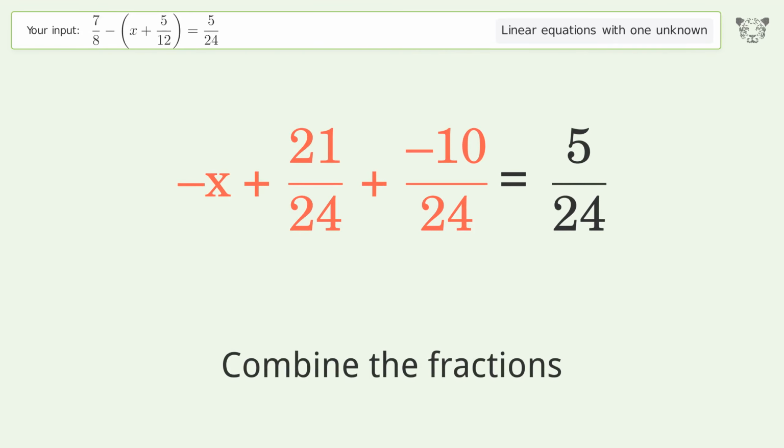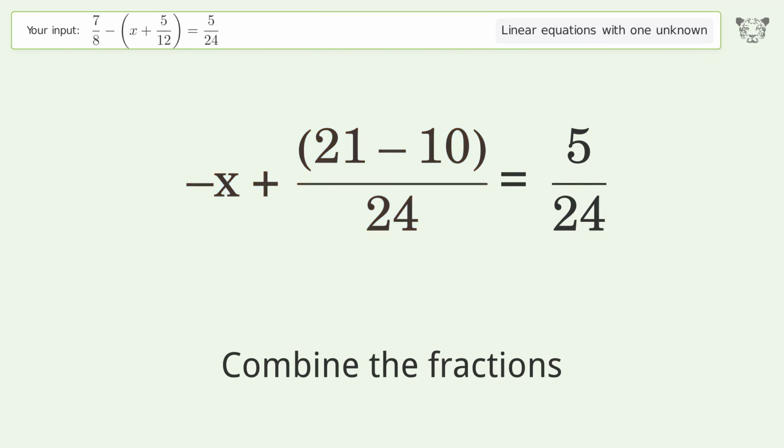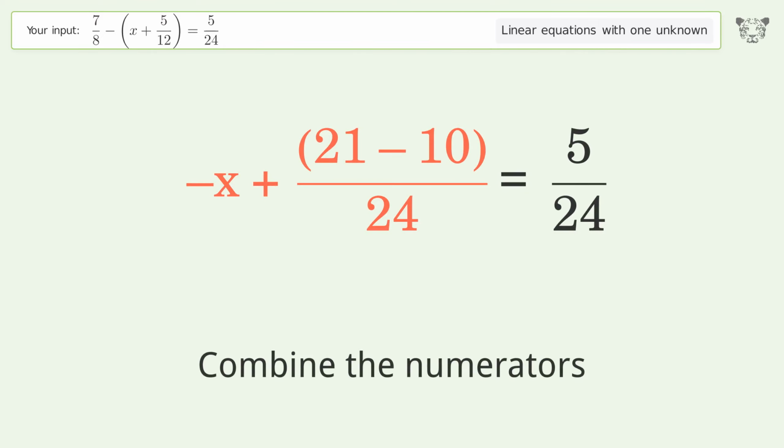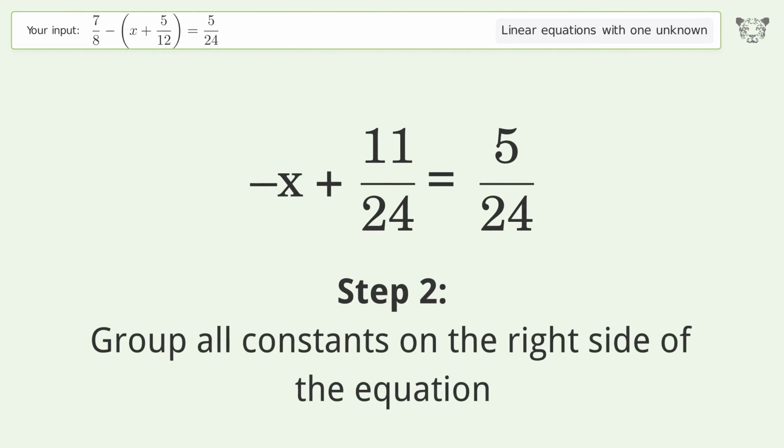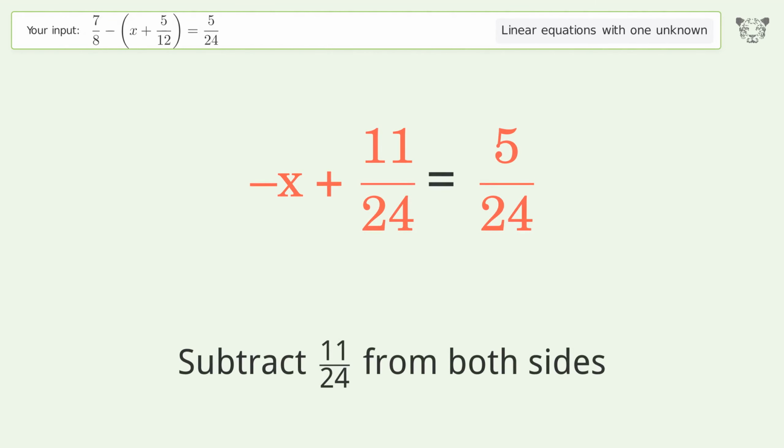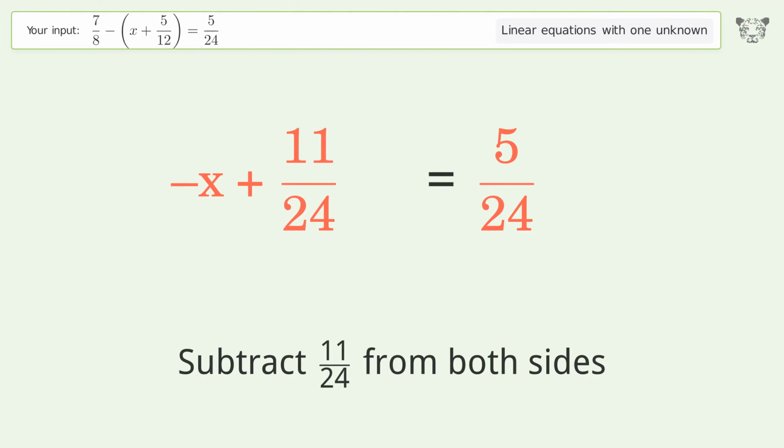Combine the fractions. Combine the numerators. Group all constants on the right side of the equation. Subtract 11 over 24 from both sides.